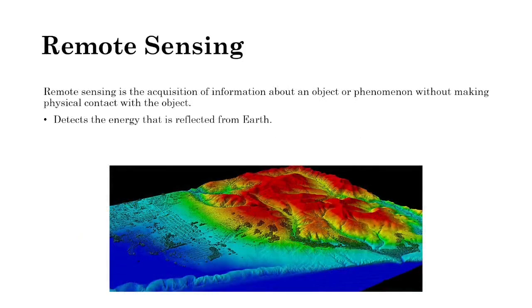Remote sensing. This is where you acquire information like geographic information about an object or a phenomenon without making physical contact. In this case, we typically use satellite imagery and they detect energy that's reflected from the Earth.